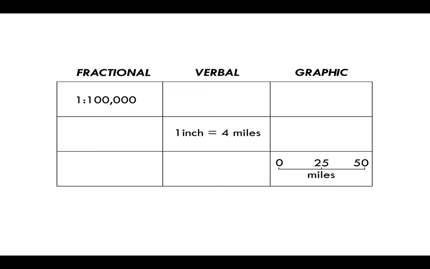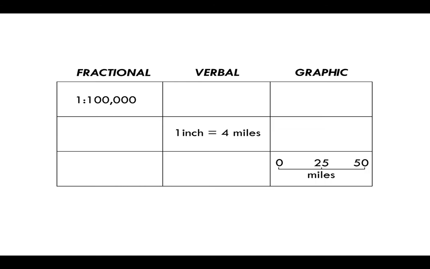So what we're going to do is figure out, okay, if we get this fractional scale, what's the verbal scale for that specific fractional one? And therefore, what's the graphic scale? And on that second line, we get the verbal, but we don't have the fractional. So how do we go that way, right? That's how we do this stuff.